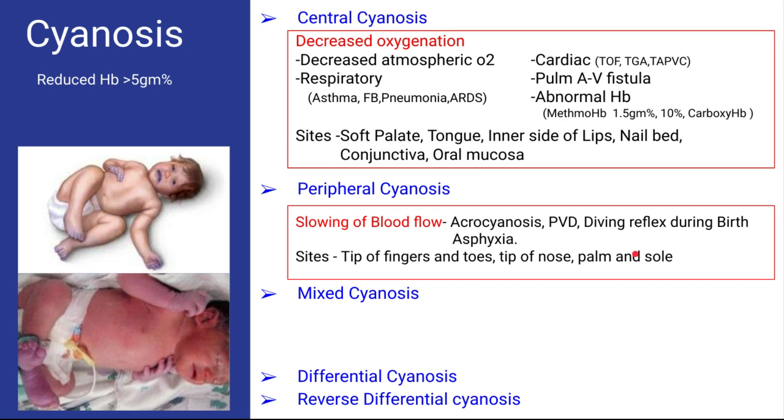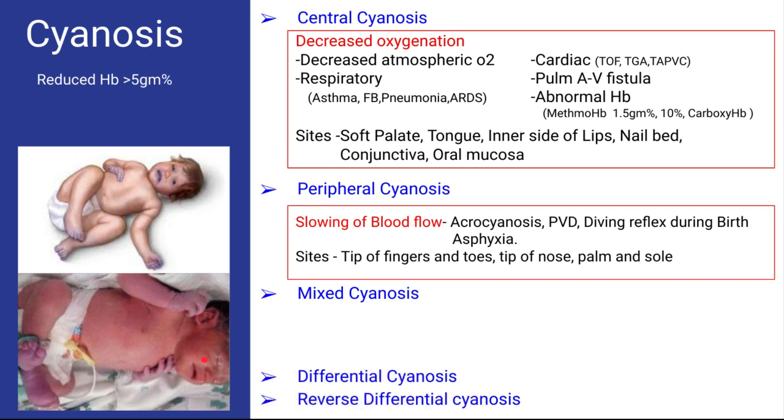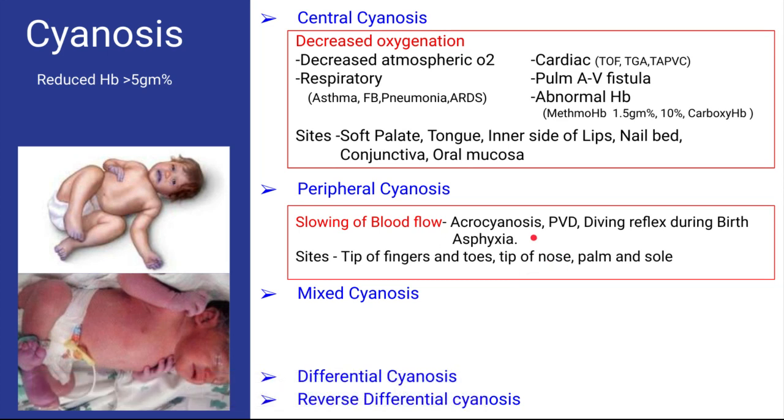So, other than the site of peripheral and central cyanosis, we can differentiate both on the basis of cold extremities in peripheral cyanosis, and cyanosis improving on oxygen in central cyanosis, while peripheral cyanosis does not respond to oxygen. Then polycythemia and clubbing are again features of central cyanosis.